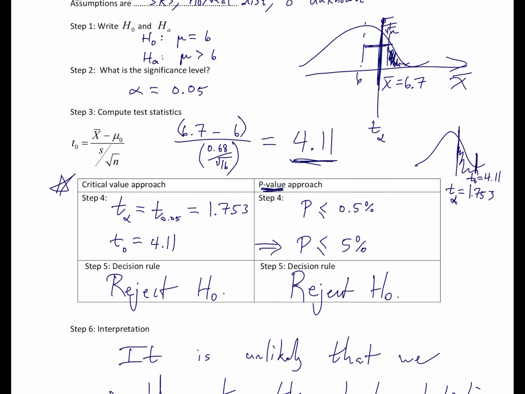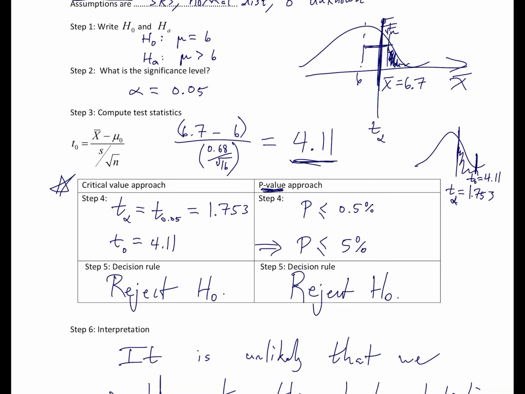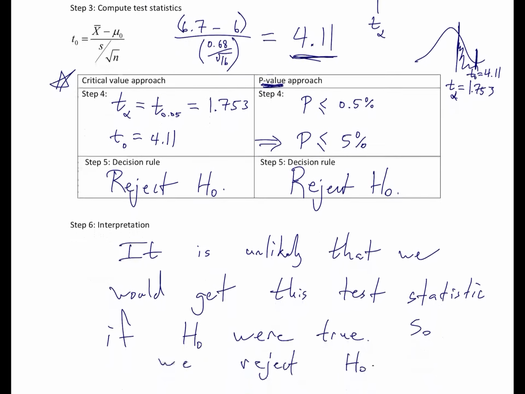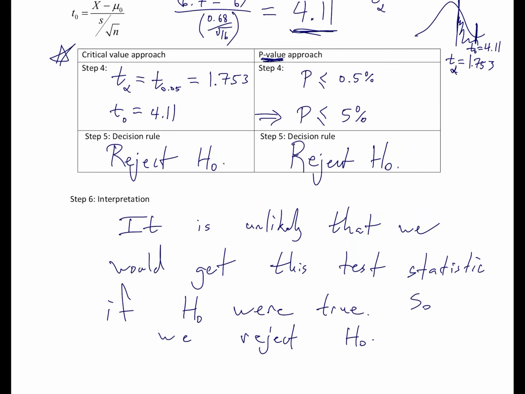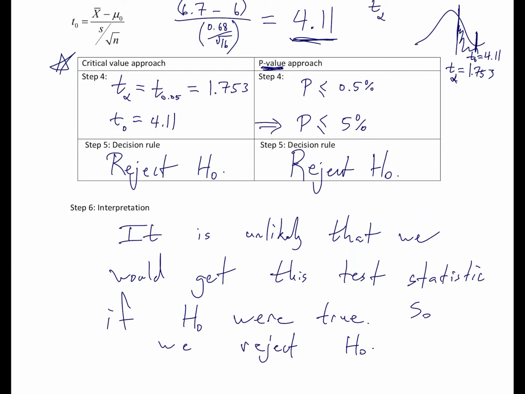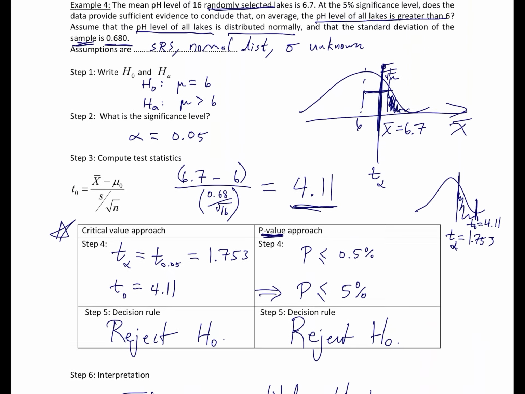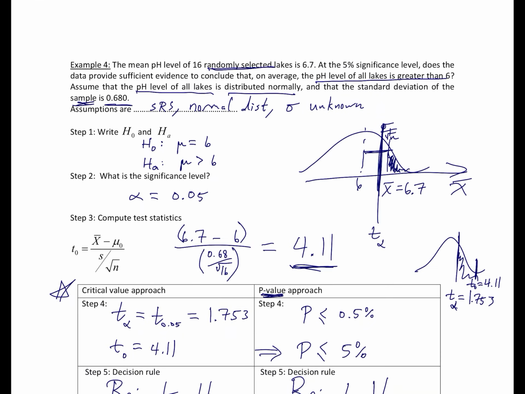And the technical thing to say here is just that because the likelihood of getting such an extreme test statistic is less than 5%, there's only a 5% chance that we would get a test statistic like this if H naught were true. So there's a much higher percentage chance that H naught is false. So we'll reject H naught. And again, in all of these problems, it's possible that H naught is true and we just got really unlucky in our choice of lakes. So maybe we just happened to select 16 high pH lakes.